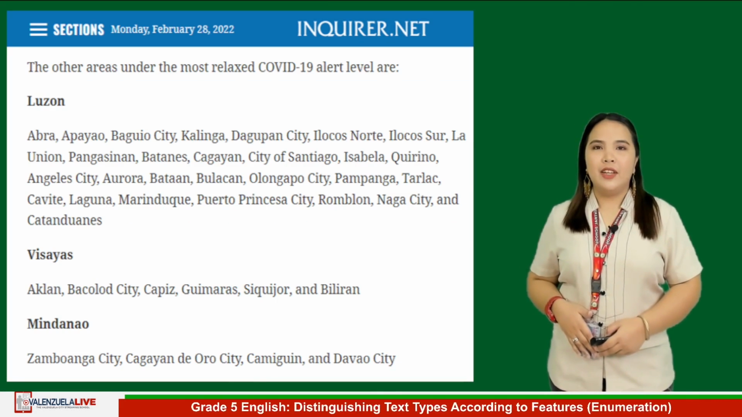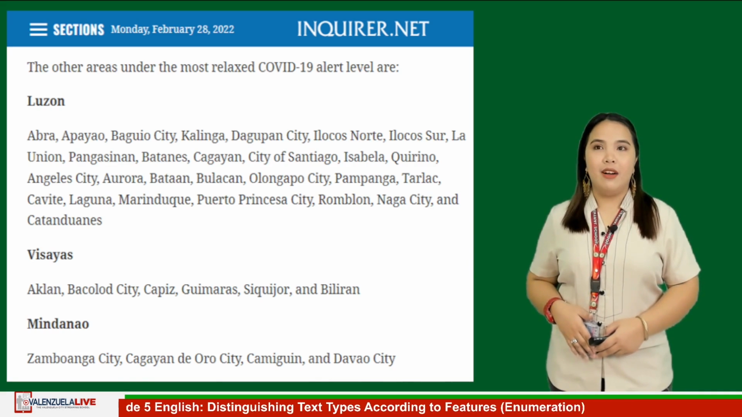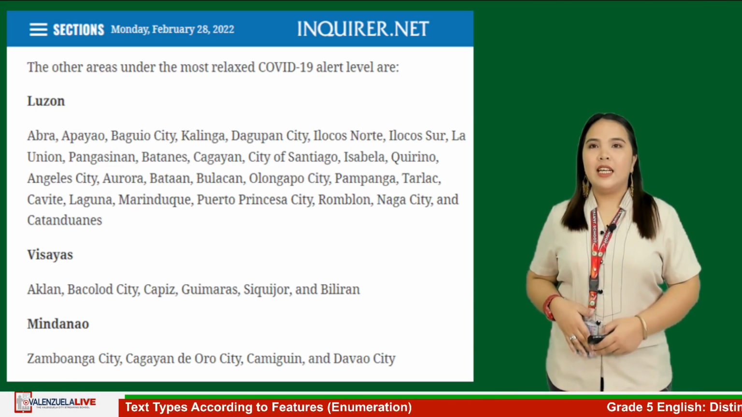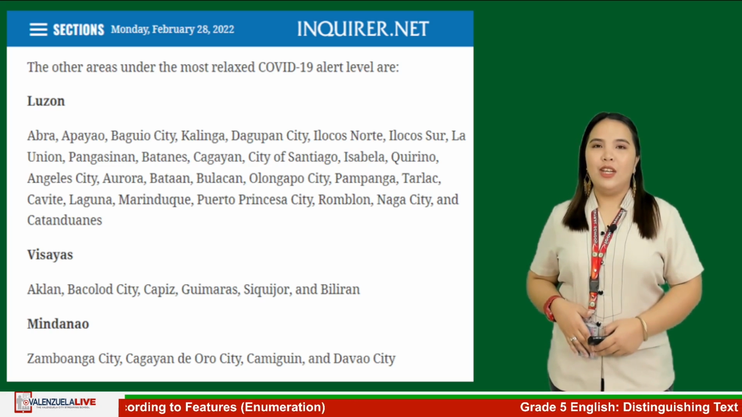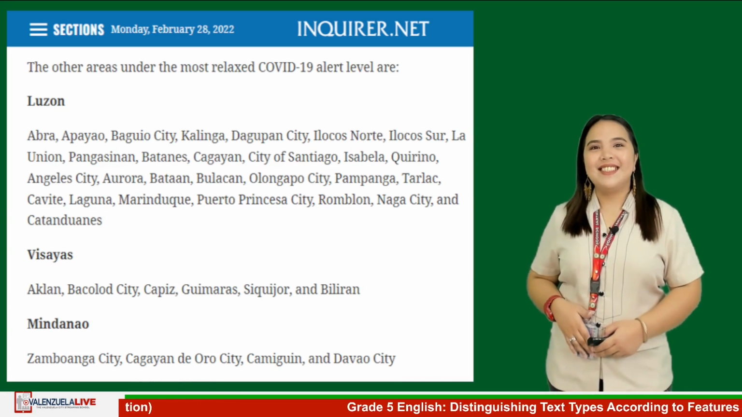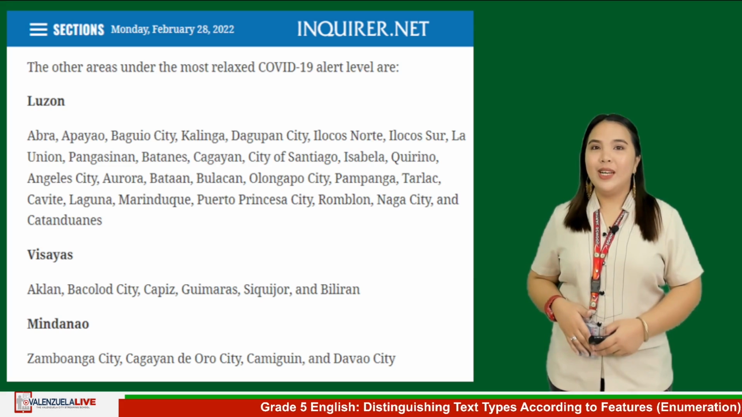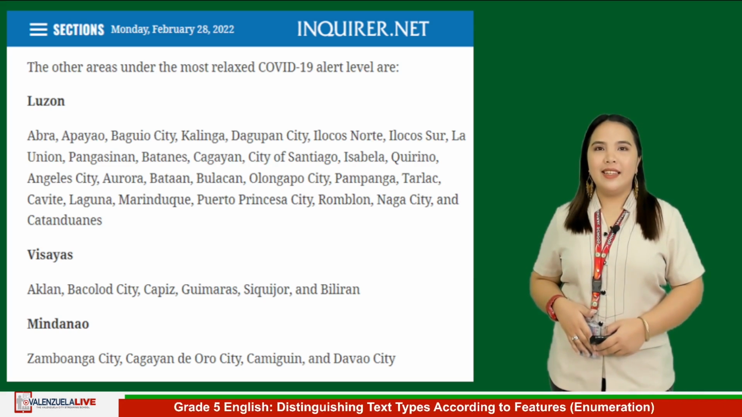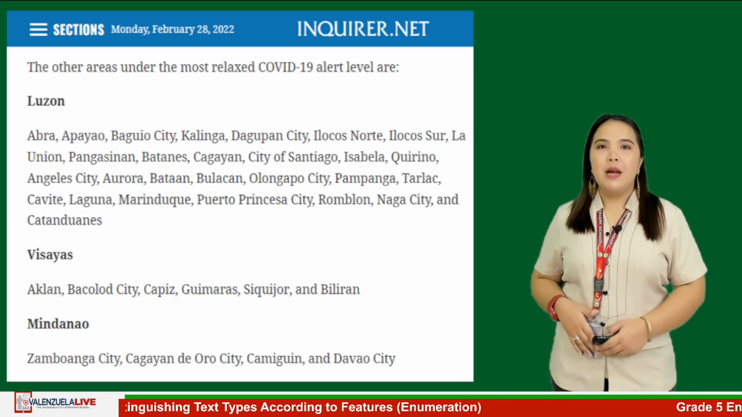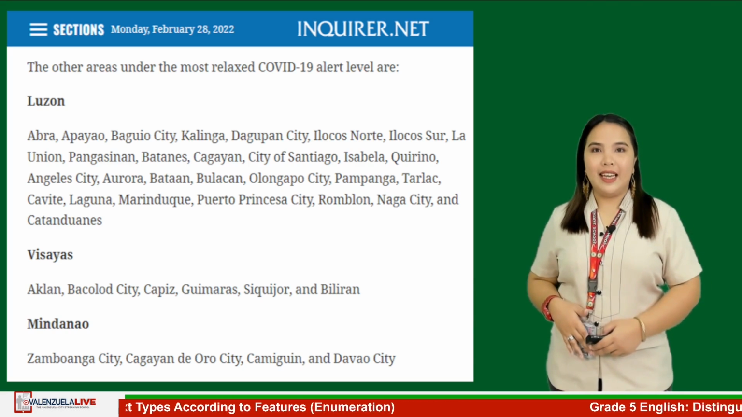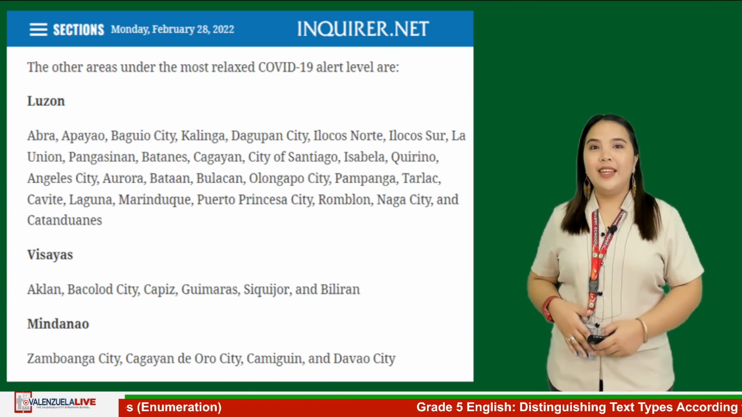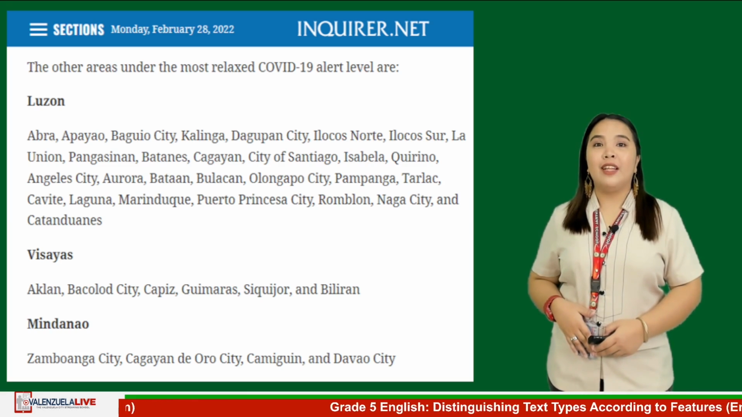The other areas under the most relaxed COVID-19 alert level are from Luzon: Abra, Apayao, Baguio City, Kalinga, Dagupan City, Ilocos Norte, La Union, Pangasinan, Batanes, Cagayan, City of Santiago, Isabela, Quirino, Angeles City, Aurora, Bataan, Bulacan, Olongapo City, Pampanga, Tarlac, Cavite, Laguna, Marinduque, Puerto Princesa City, Romblon, Naga City, and the province of Catanduanes.